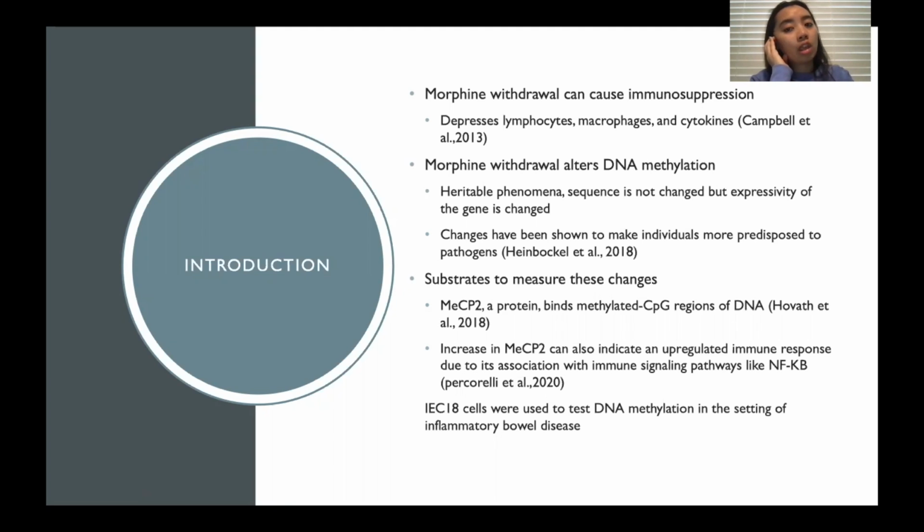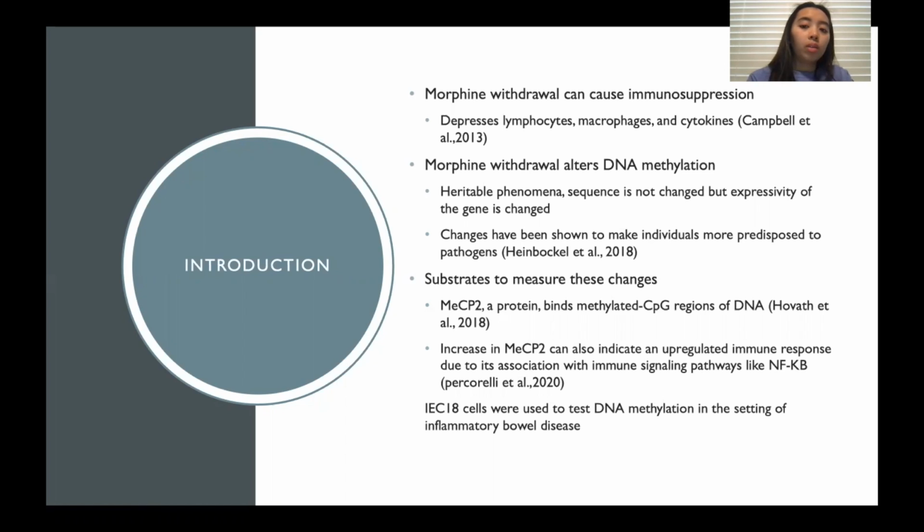DNA methylation is a heritable phenomenon which changes the expressivity of a gene but doesn't alter the gene itself. So what we're saying is that morphine increases methylation of genes, and we were trying to study which genes they are and what's going on because of this hypermethylation.